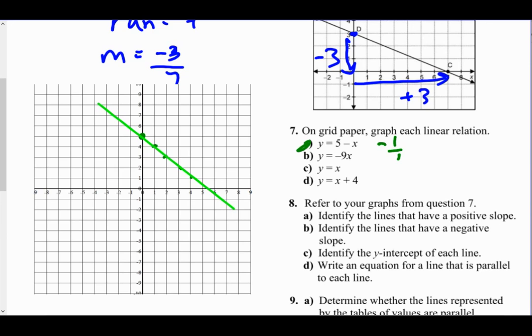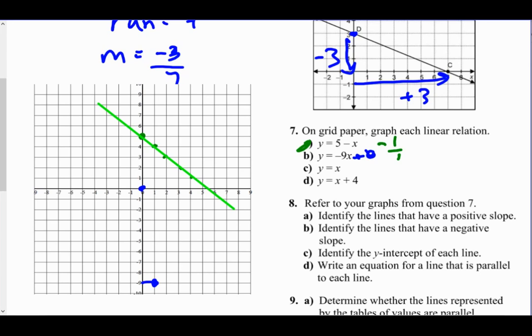All right, y equals -9, and in this case we have no b. There's no b, so plus 0. So we start here at 0. We're going down 9: 1, 2, 3, 4, 5, 6, 7, 8, 9, and over 1. Then we graph that.